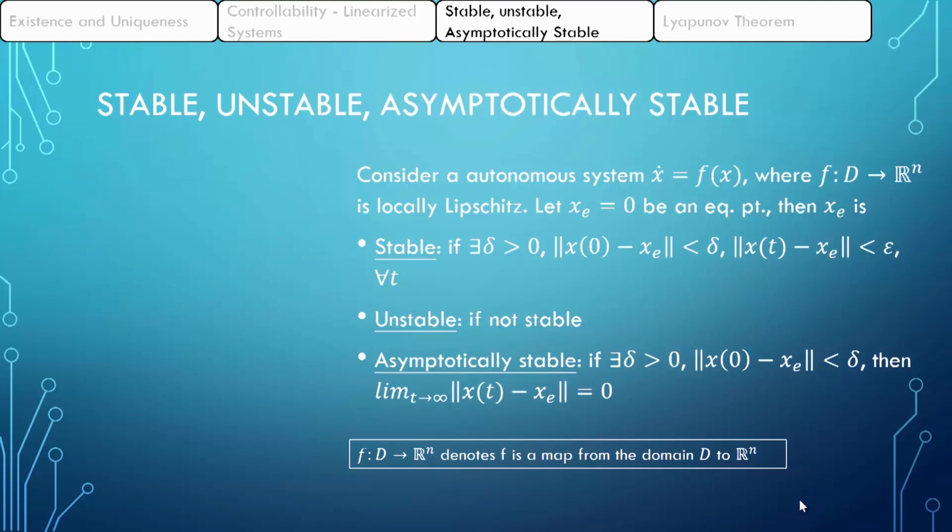And for the unstable case, it means that no matter where you started, this one is not bounded. Bounded means it's not in a limited range.